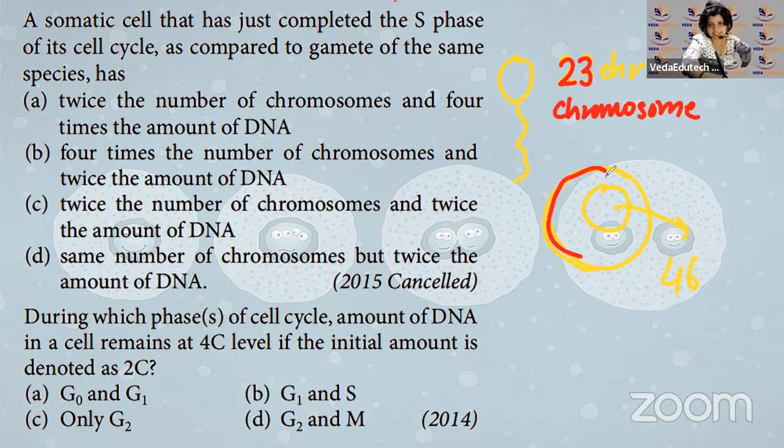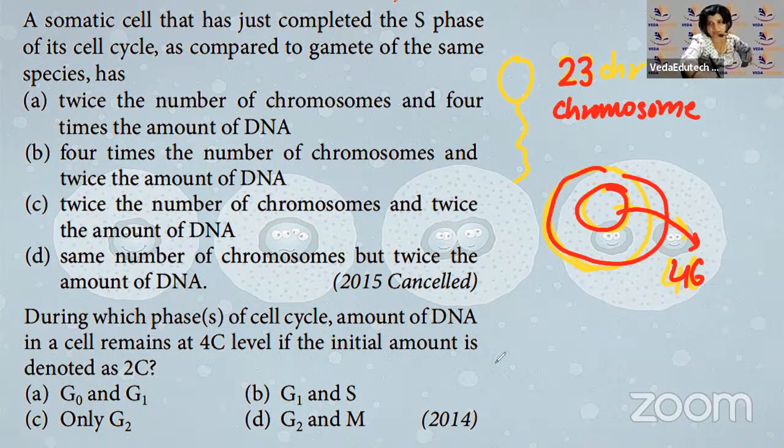A normal cell, let's say a skin cell, has how many chromosomes? 46 chromosomes. Okay. But we're not talking about a skin cell, we're talking about a cell which is dividing. So it has entered S phase. Even in S phase, the chromosome number stays the same. Right? 4 times what? So it has twice the number of chromosomes.